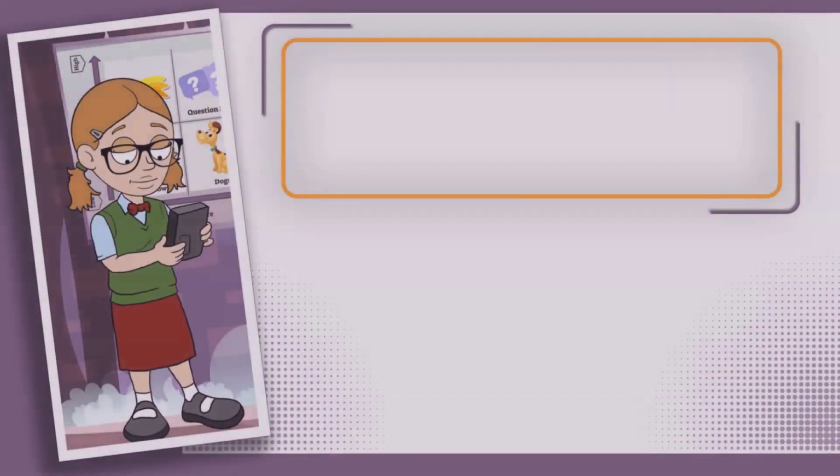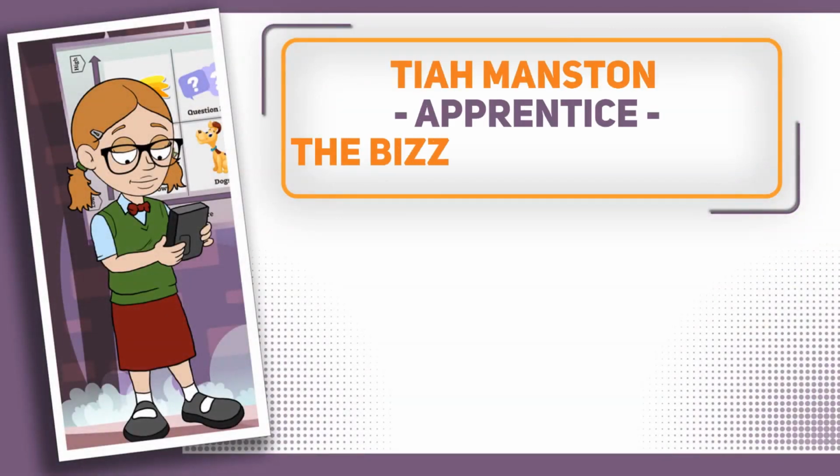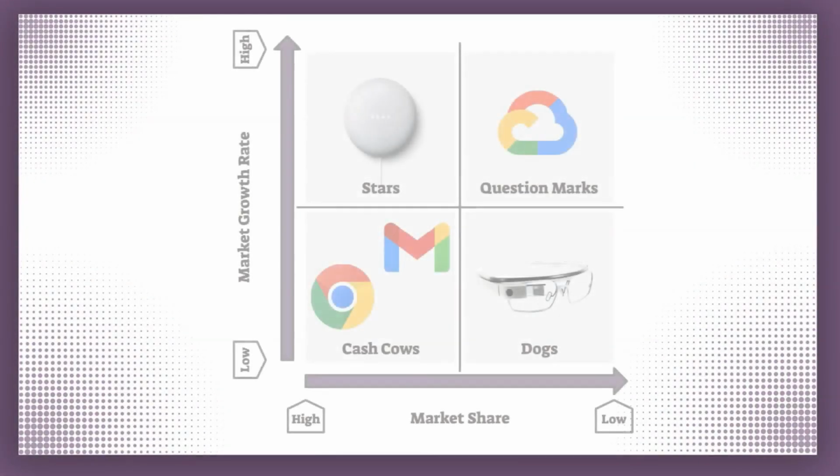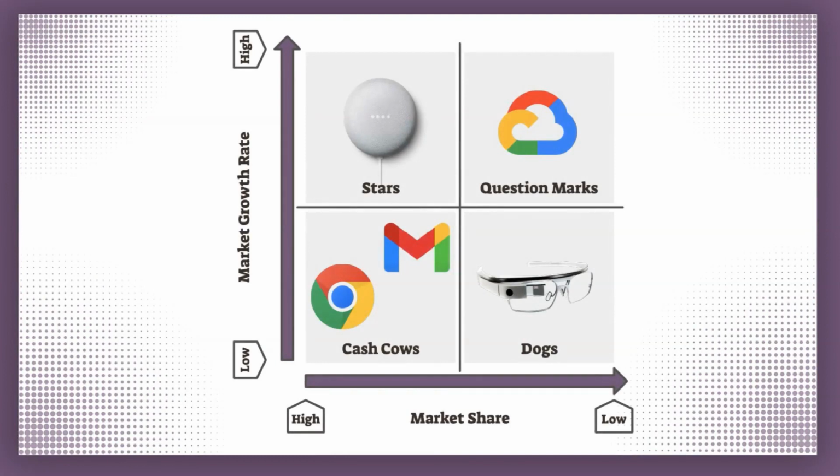This video's main example is Tia, who is an apprentice at the BizzWizard Academy. Tia has been learning about the Boston Matrix, and I have asked her to analyse a real business and categorise its products and services into the 4 categories of the Boston Matrix. That business is a very well-known one. I have asked Tia to complete the task for popular tech giant Google, although the business may have a wider range of products and services than you would expect.